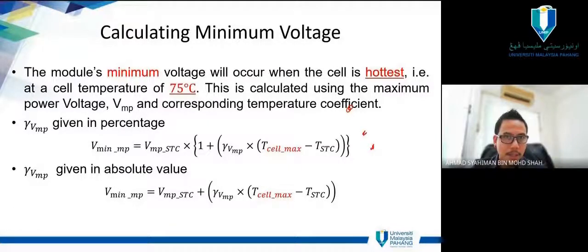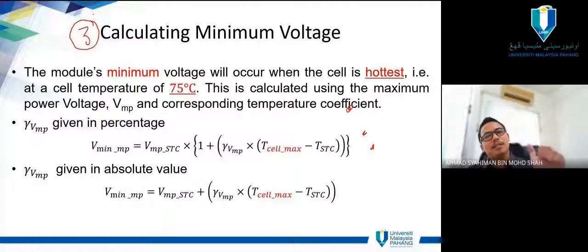Ini memang yang betul ni. Okay, the third one is to calculate the minimum voltage. Just now, first case, second case, we calculated the maximum voltage. This time, we are going to calculate the minimum voltage. For this case, it is the opposite to the first and the second one. Module's minimum voltage will occur when the cell hits the hottest, at a set temperature of 75 degrees C.